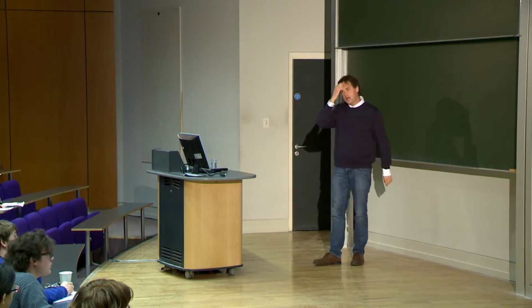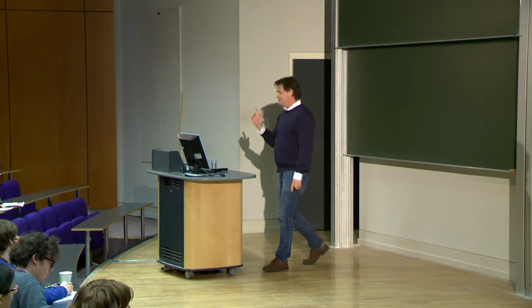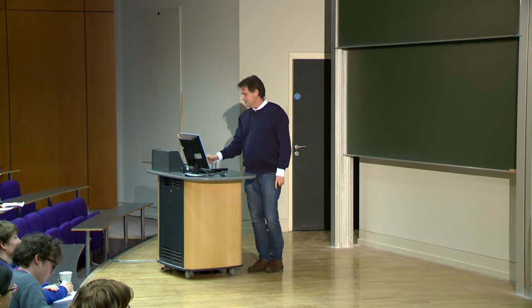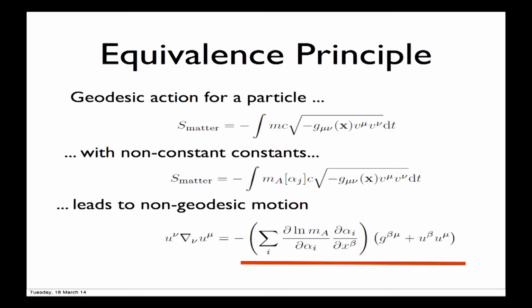Now, I just want to mention a couple of things. The first thing is there's something else. This is the second lecture when you give a GR course and you follow Weinberg: the geodesic equation. Everything comes from the geodesic equation and from coordinate transformations. But it turns out that if you've got varying constants, that changes.